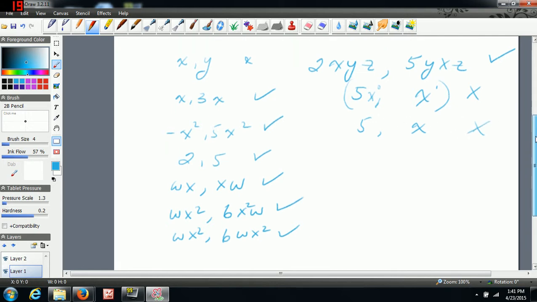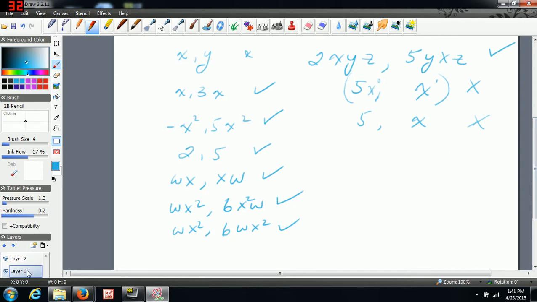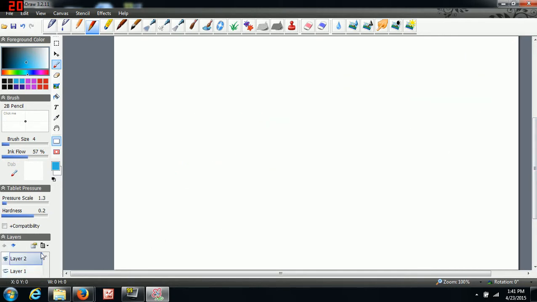So now that we have an idea of what like terms are, we can actually start adding and subtracting some algebraic expressions.